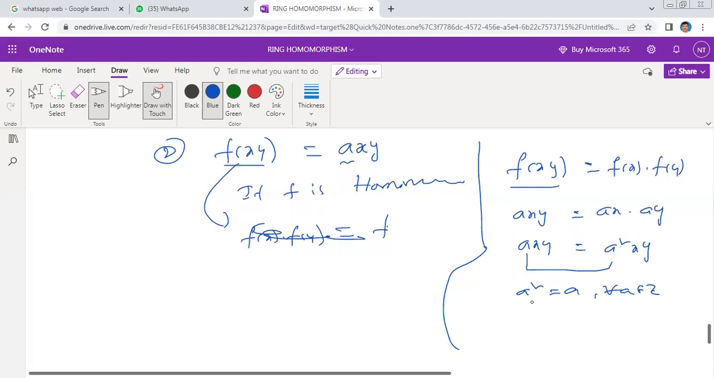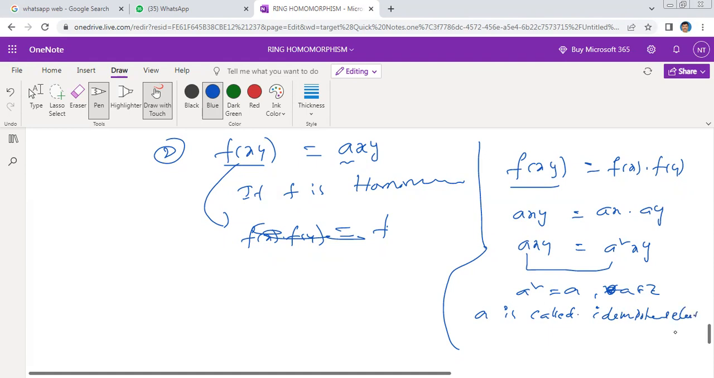Then the element a is called an idempotent element. For every a belonging to Z, a square is equal to a, so the element a is called an idempotent element. Is the idea clear?